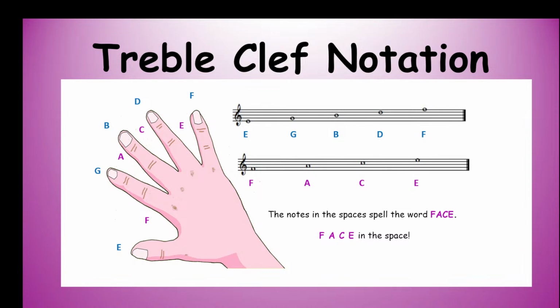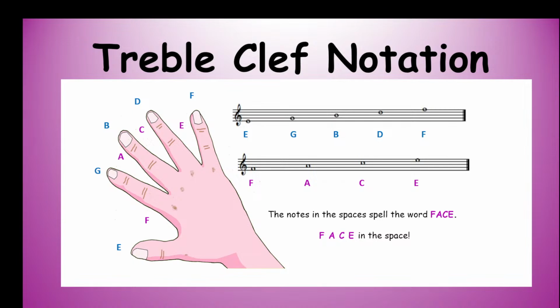So you have this set of 5 lines, and you can have notes on the lines. And when we refer to them as being on the lines, it means the line cuts the note in half. And then we've got notes that are in the spaces. So they're in the gap between the 2 lines.